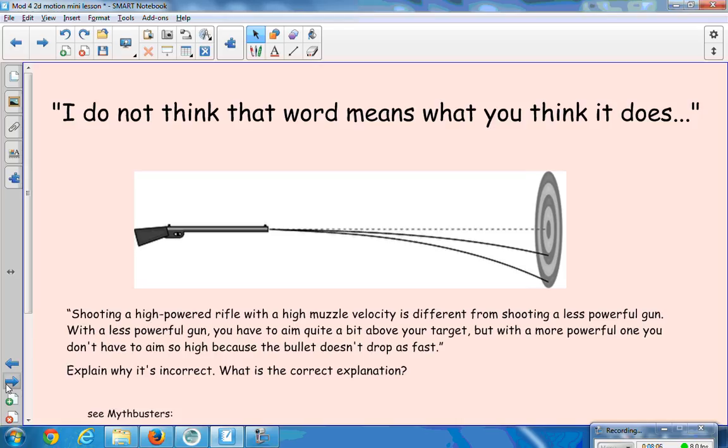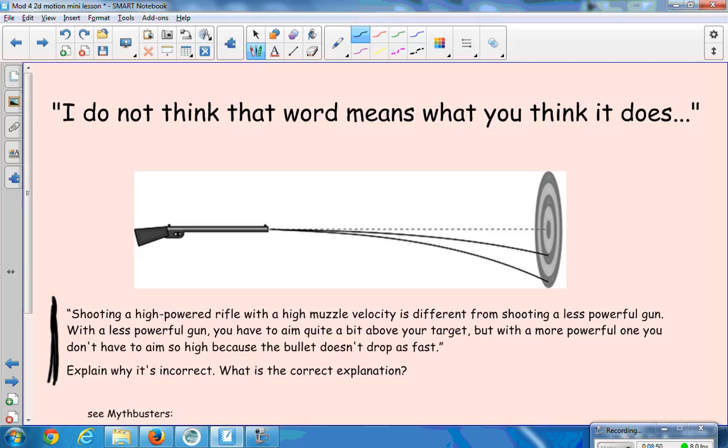You may or may not know, you could probably guess, if you're shooting a rifle at a target that's a reasonable distance away, in general, you don't aim right where you want it to hit, or you'll hit low. In fact, the farther away, the more you have to compensate by aiming up higher. This statement down here is probably a very commonly held belief: shooting a high-powered rifle with a high muzzle velocity, that's how fast the bullet travels, is different from shooting a less powerful gun. With a less powerful gun, you have to aim quite a bit above the target, so you have to compensate. But with a more powerful one, you don't have to aim so high because the bullet doesn't drop as fast.